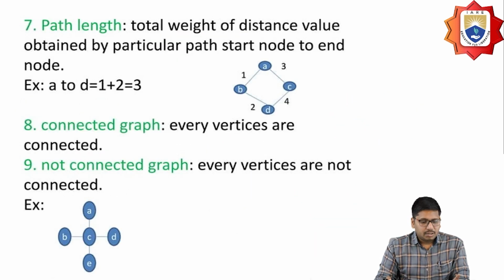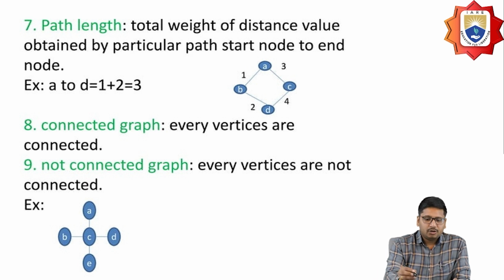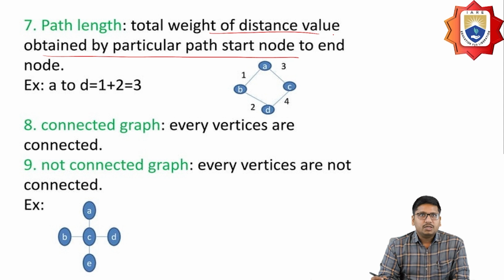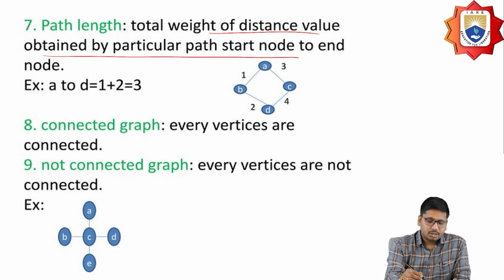And next one is the path length. So how can I find the path length here? The total weight of the distance value obtained by a particular path from the starting node to the ending node is considered as the path length. So it should be the summation of all the weights in the edges. So what is the path value from A to D?